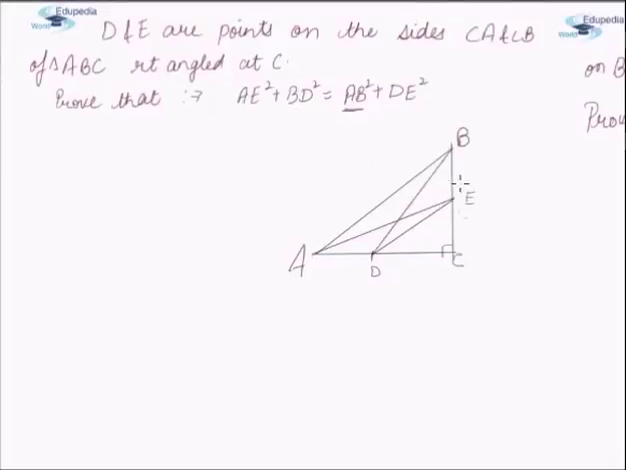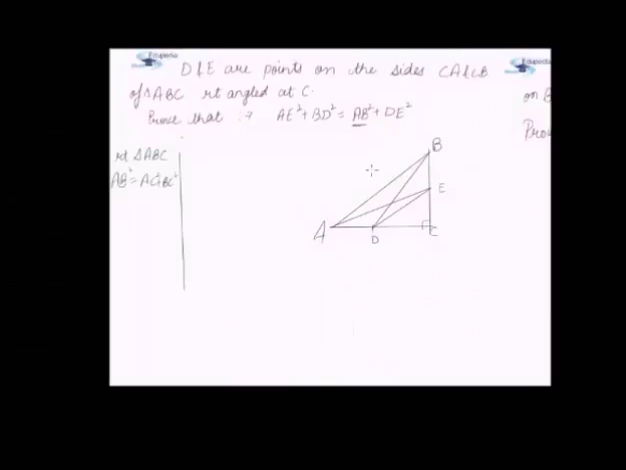So now we have formed a certain set of right angle triangles: DEC, AEC, BDC and ABC. So first of all, the complete triangle, the right triangle ABC. Here we have the hypotenuse as AB, so AB square is equal to AC square plus BC square. Now the second right triangle is BDC.